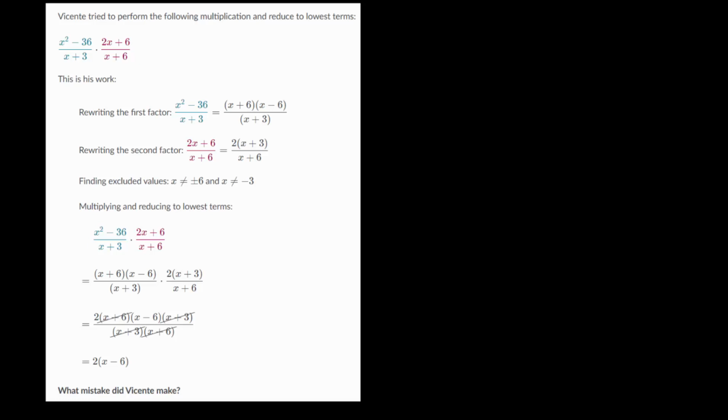So let's look at a couple problems where we're going to be given someone else's work and we need to figure out where they made a mistake. For this one, Vicente tried to perform the following multiplication and reduce to lowest terms. So we're going to be multiplying these two rational expressions. And there are two options for approaching these problems.